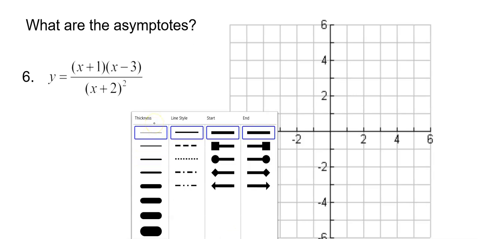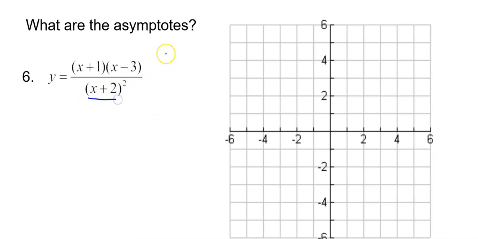Okay, so first let's find the asymptotes. Nothing cancels, so there's going to be a vertical asymptote at x equals -2. It's x squared divided by x squared, so the coefficients are the same, 1 divided by 1. So there's going to be a horizontal asymptote at y equals 1, because it's the same degree.